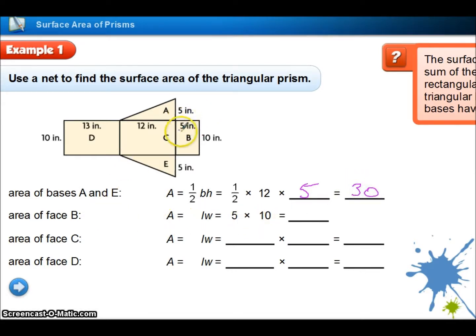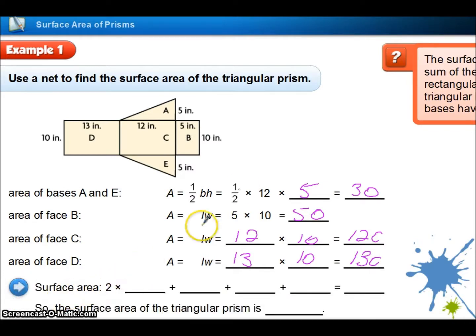Face B is a rectangle with the length 5 and the width 10, so 5 times 10 is 50. And then C is 12 times 10, which is 120. And then we have face D, which is 13 times 10, which is 130. And then we'll add those up.